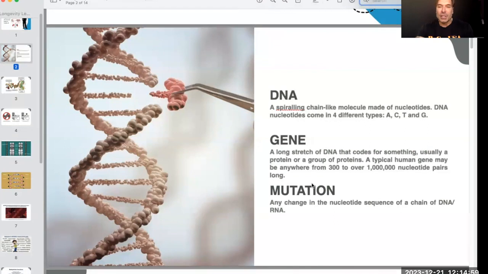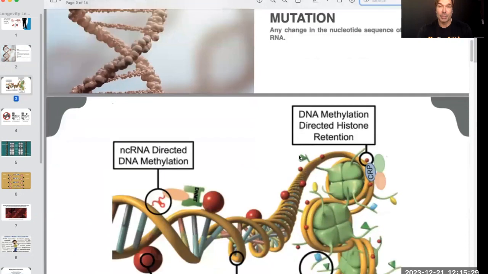And then genes, what is a gene? A gene is part of your DNA that codes for a protein that has certain functions in the body. And usually there are anywhere from 300 to like a million of those nucleotide pairs. Now on the left, you can see he's taken out part of the DNA, which is a gene, and that gene codes for something. And then mutation plays a huge role when it comes to health and aging. We're going to dive much deeper into that.